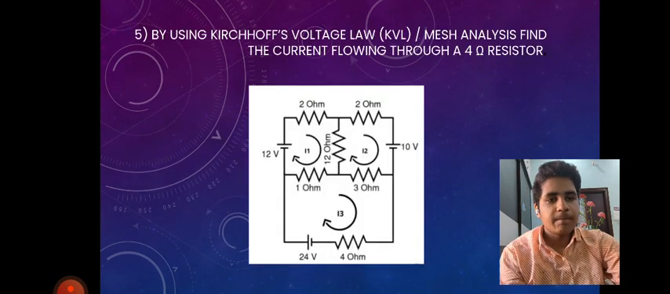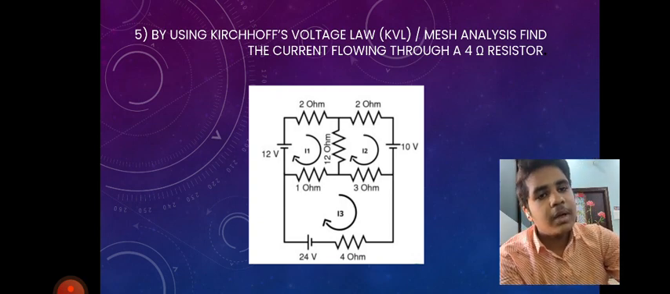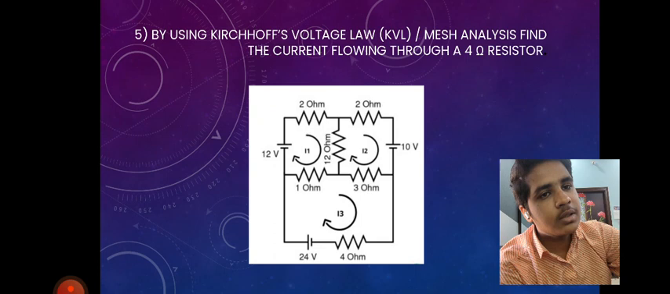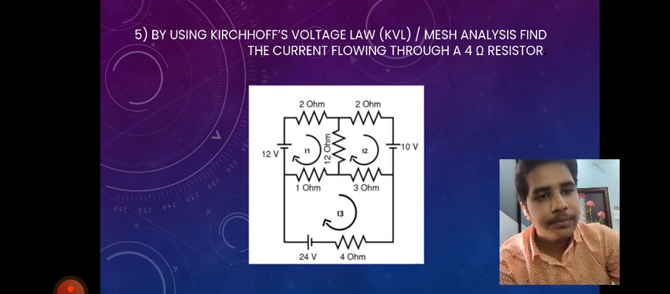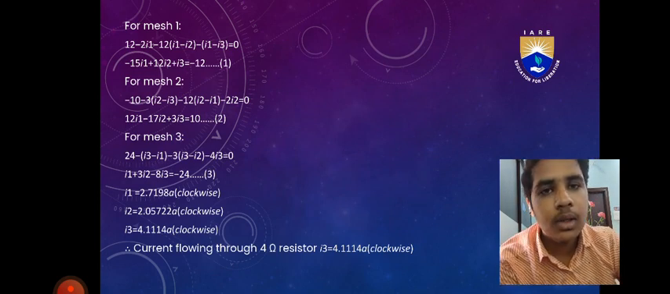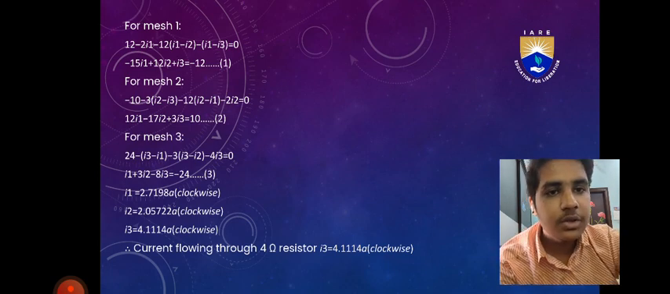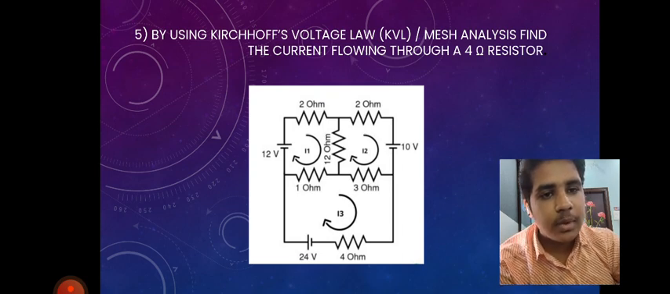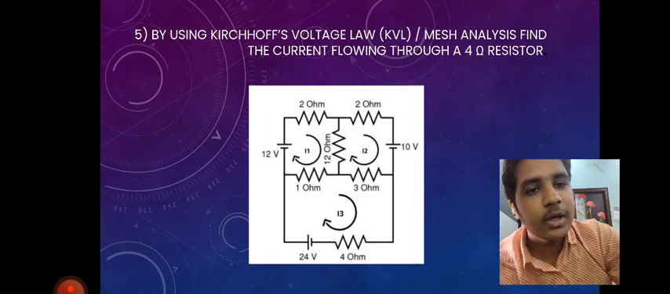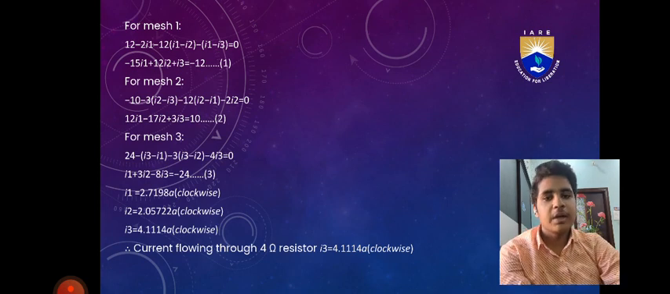So for mesh 2, 10 minus 3 I2 minus 12 I2 minus 2 I2 plus 12 I1 plus 3 I3 is equal to 0. So 12 I1 minus 17 I2 plus 3 I3 is equal to 10. So for mesh 3, minus 24 plus I3 plus 3 plus 3 I3 plus 4 I3 is equal to 0. So I1 plus 3 I2 minus 8 I3 is equal to minus 24.